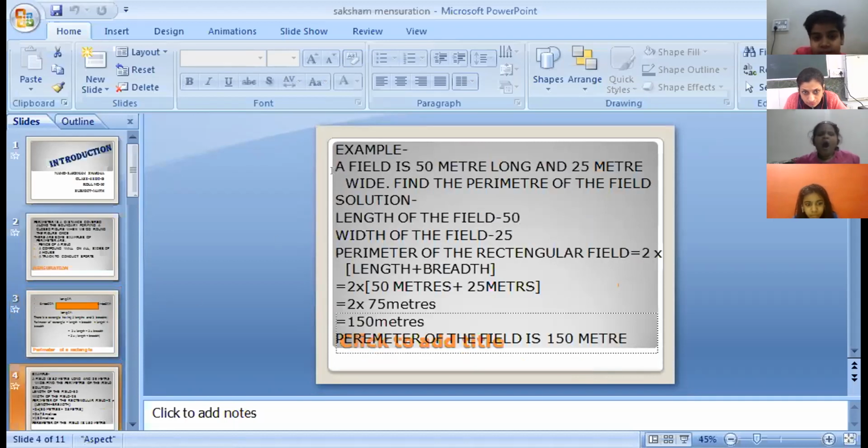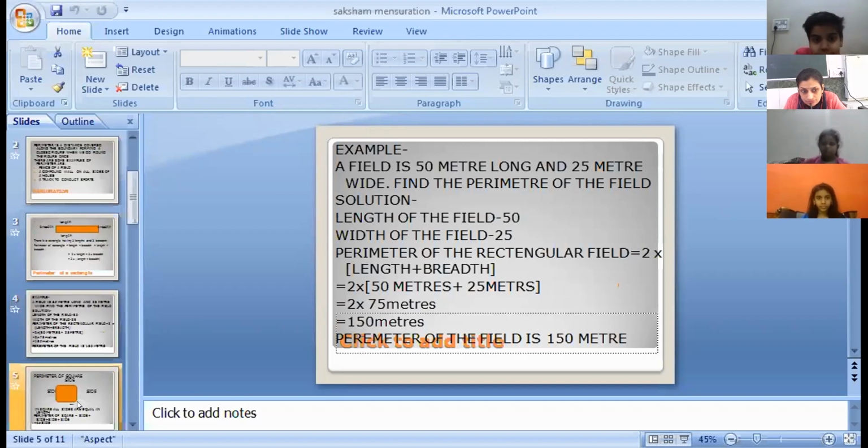Now there is one example. A field is 50 meters long and 25 meters wide. Find the perimeter of the field. Solution: the length of the field is 50 and the width of the field is 25. The perimeter of a rectangular field is 2 multiplied by (length plus breadth). So 2 multiplied by (50 meters plus 25 meters) is equal to 2 multiplied by 75 meters. The answer is 150 meters. The perimeter of the field is 150 meters.